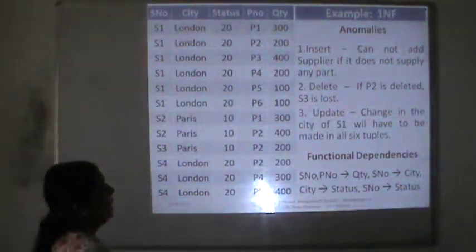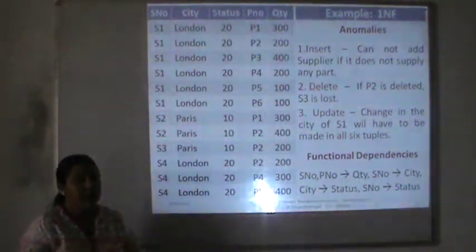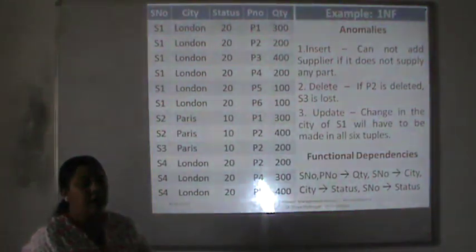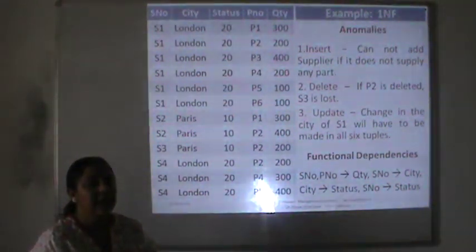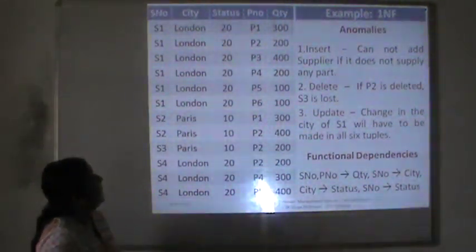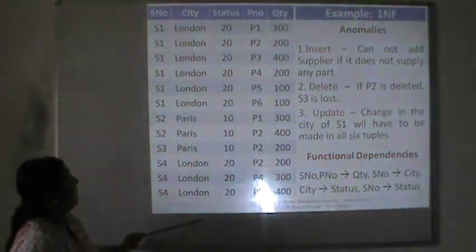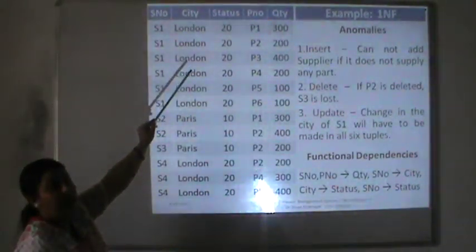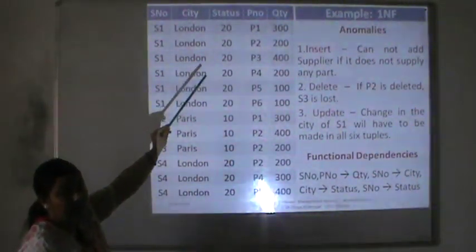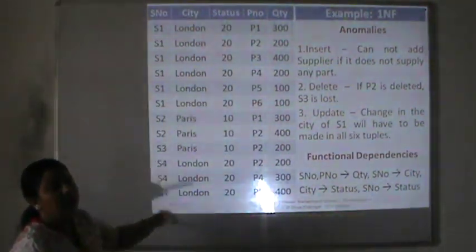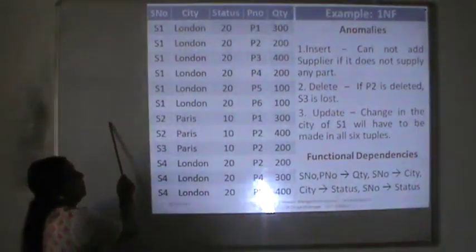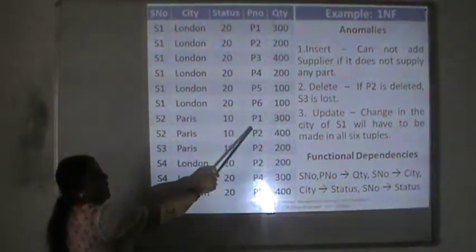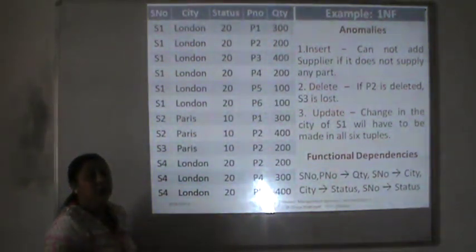Now, let us see whether this relation is in first normal form or not. And if it is in first normal form, we will see what the difficulties are in inserting, deleting and updating the information. Let us take the example of a relation R which has 5 attributes: supplier number, city of the supplier, status of the supplier, the part number which the supplier supplies, and the quantity in which the part is supplied by the supplier. Each tuple of this relation represents the supplier code, the city and the status of the city, the part number supplied and the quantity in which the part is supplied.